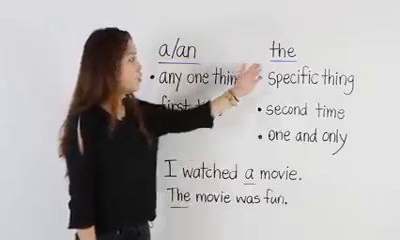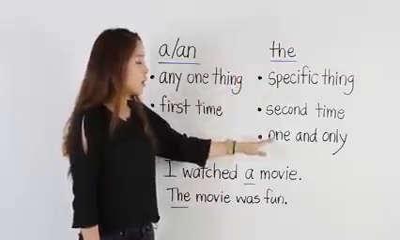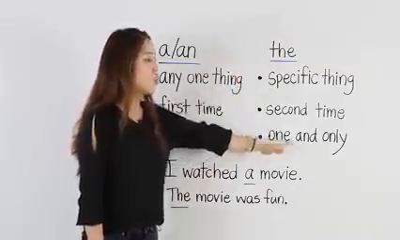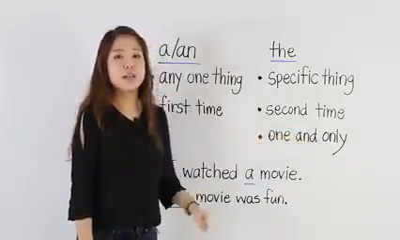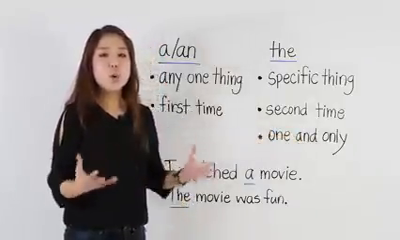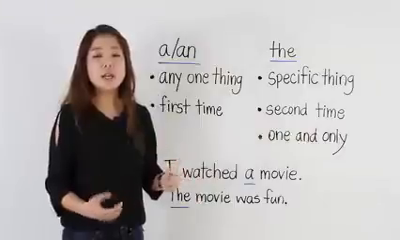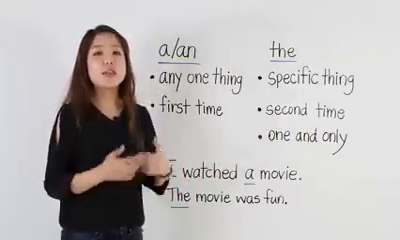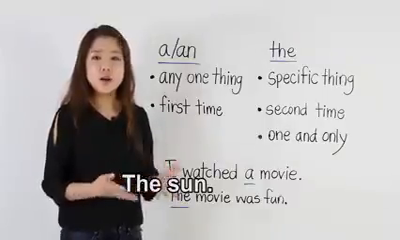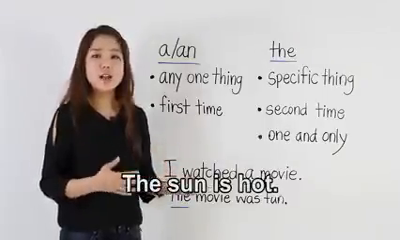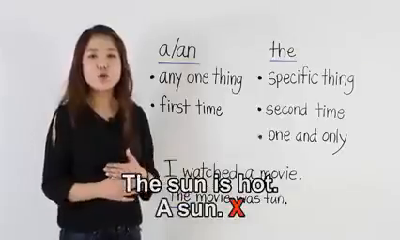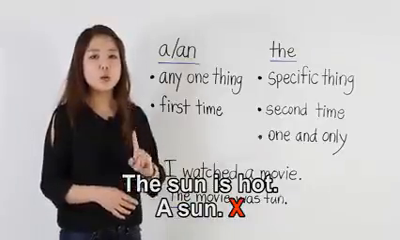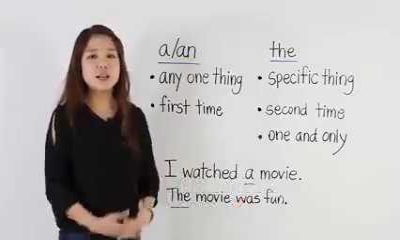Okay, and I also use the when I'm talking about a noun where there's only one and only. Okay, for example, there's only one sun. Okay, when I look at the sky, there's only one sun. So I say the sun. The sun is hot. I cannot say a sun. That's wrong. When there's one and only, we say the sun.